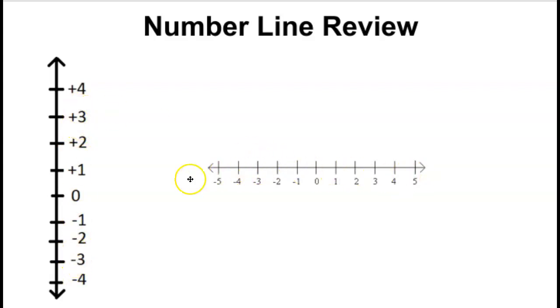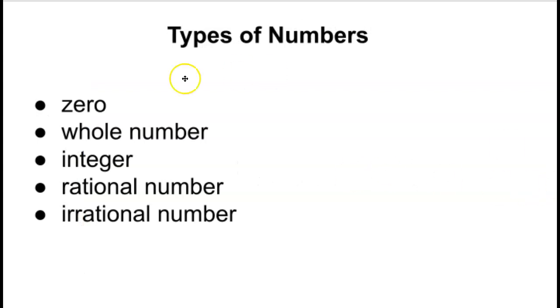There is also the possibility that number lines can be horizontal. This one is also showing integers. So here are the types of numbers that are going to be important for us to understand. 0 is in a category by itself. It's neither positive or negative. 0 is 0. Then there are whole numbers, integers, rational numbers, and irrational numbers.